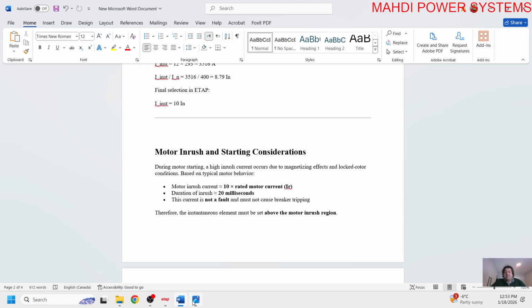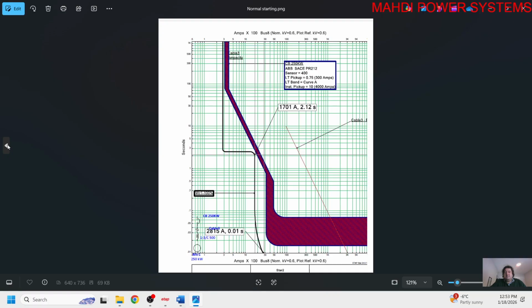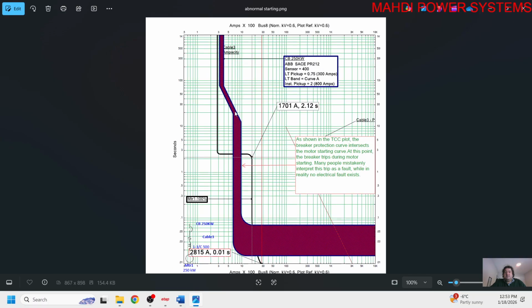All of the concept here says the starting curve of the motor should not intersect the setting of the instantaneous. If it intersects, when you turn on the motor, the breaker immediately trips, because it figures it is a high current and trips instantly.